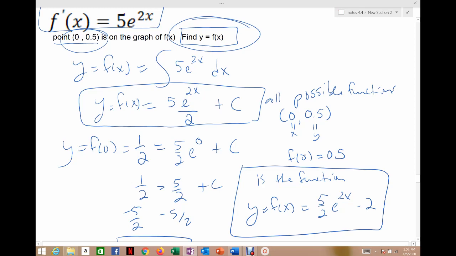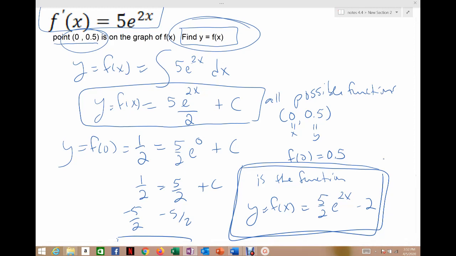And when I plug 0 in, I should get 1/2 out. And it is. You can test it out and make sure it is. So there's my unique function that satisfies both of those pieces of information. Alright, so now we're going to do applications.